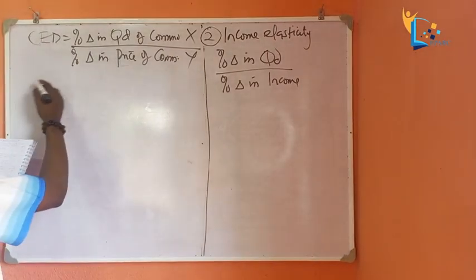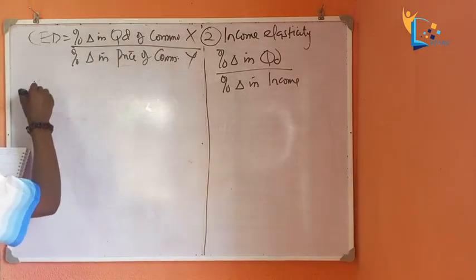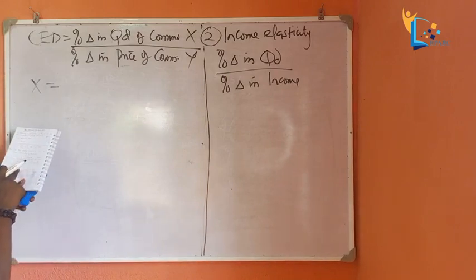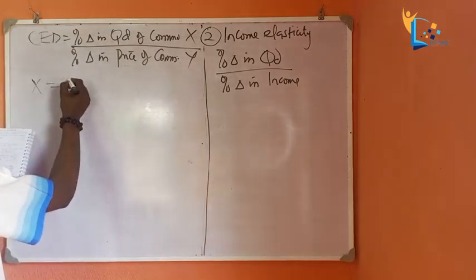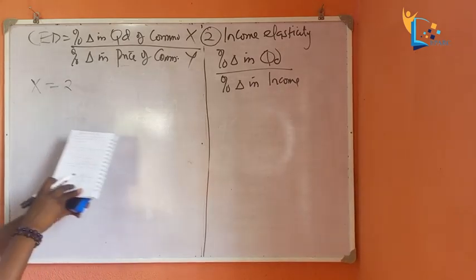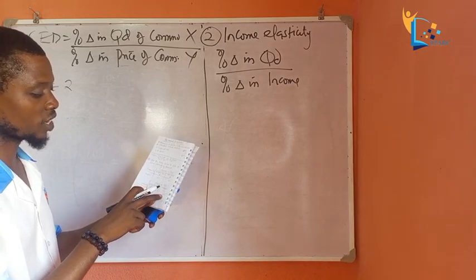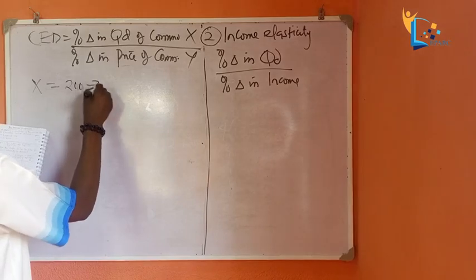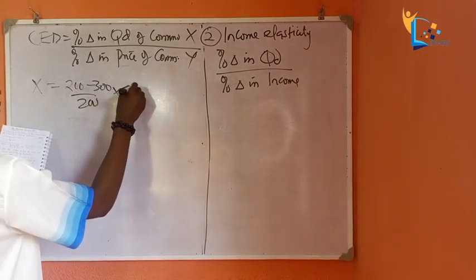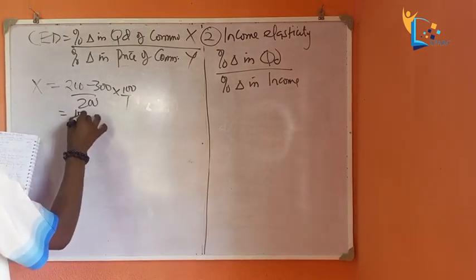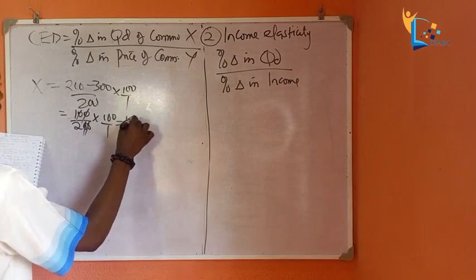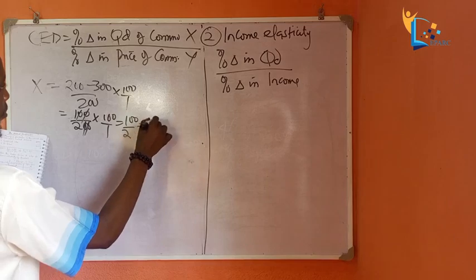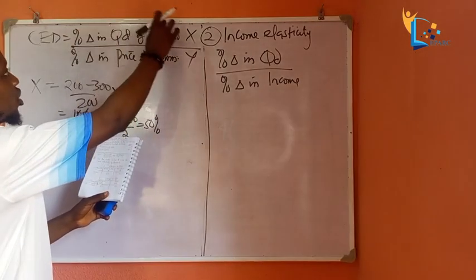Okay, so now we have percentage change in quantity of commodity X. We look at where X is: Coca-Cola. 200 is Q1, while 300 is Q2. 200 minus 300 all over 200 times 100 over 1, which is equal to 100 all over 200 times 100 over 1. We cancel this, then 100 all over 2, which will give us 50%. That's the percentage change in quantity of commodity X.